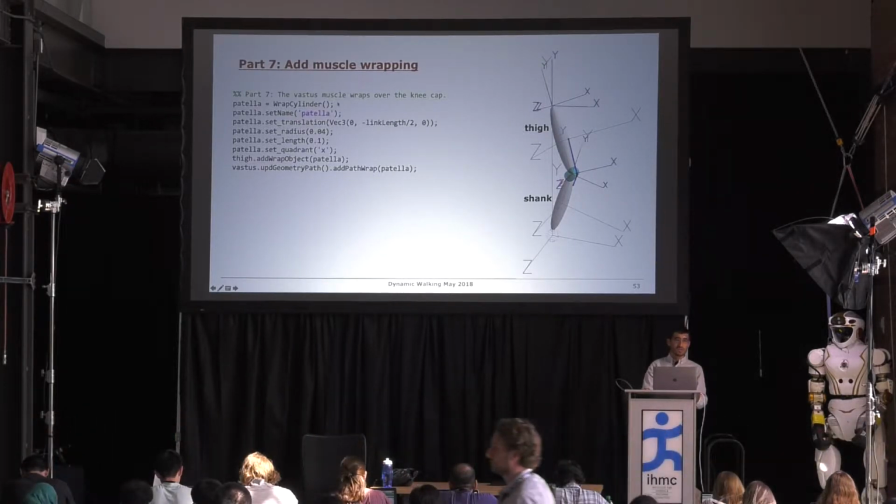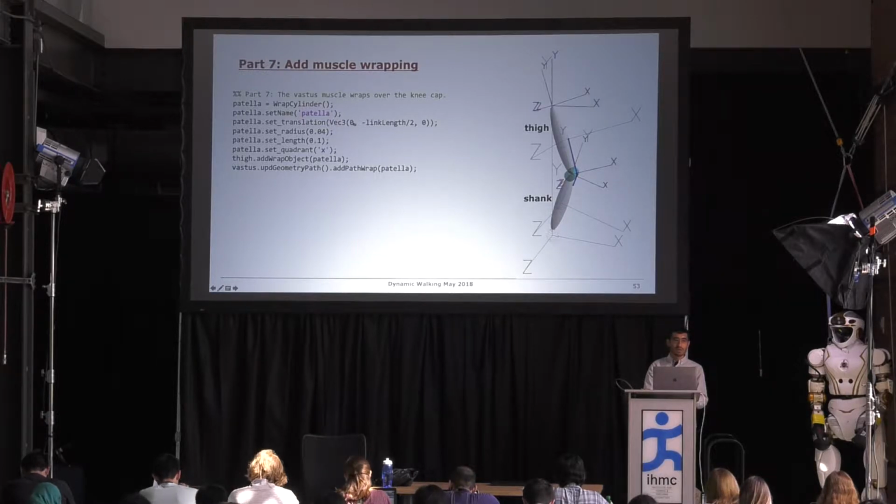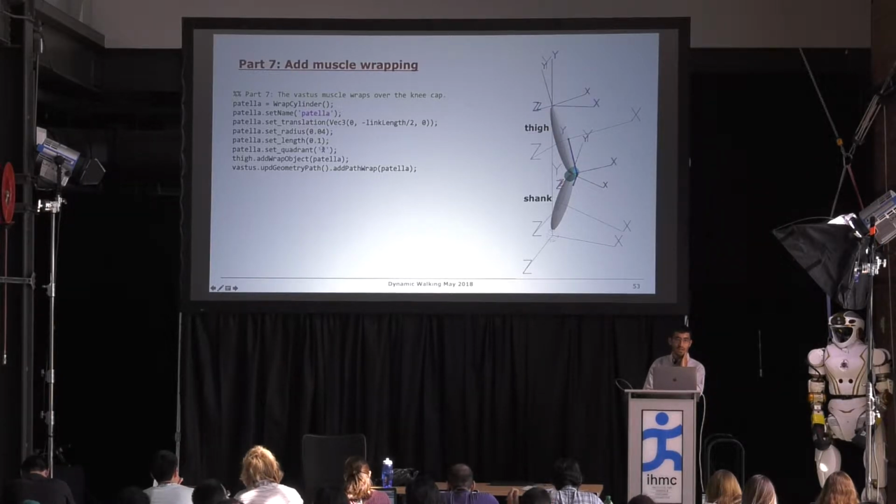So to do this, you can construct a wrapped cylinder object. You set its name to patella in this case. You set the location of the patella of this wrapped cylinder, expressed in the thigh body. So that's the location will be negative length over 2 in the y direction, expressed in the thigh body. You also set the radius and length of that cylinder, and the quadrant specifies the direction that we want the muscle to wrap on, the side of the cylinder.